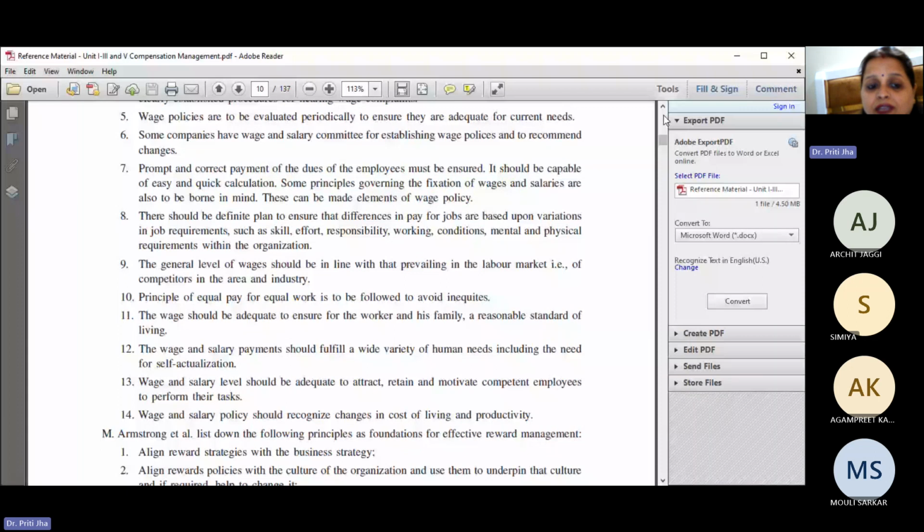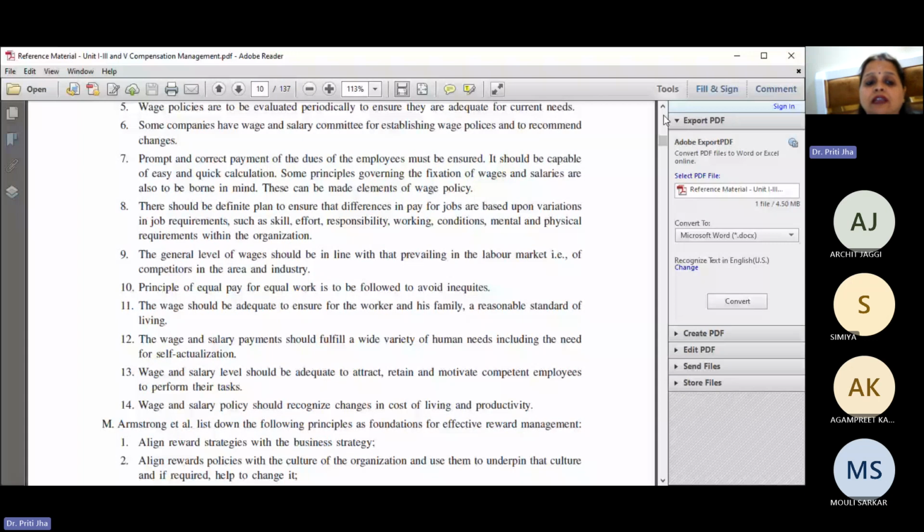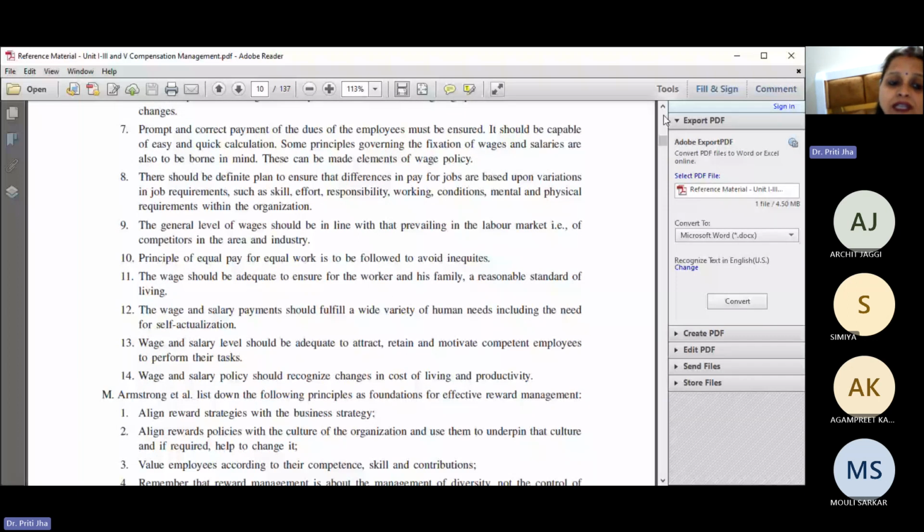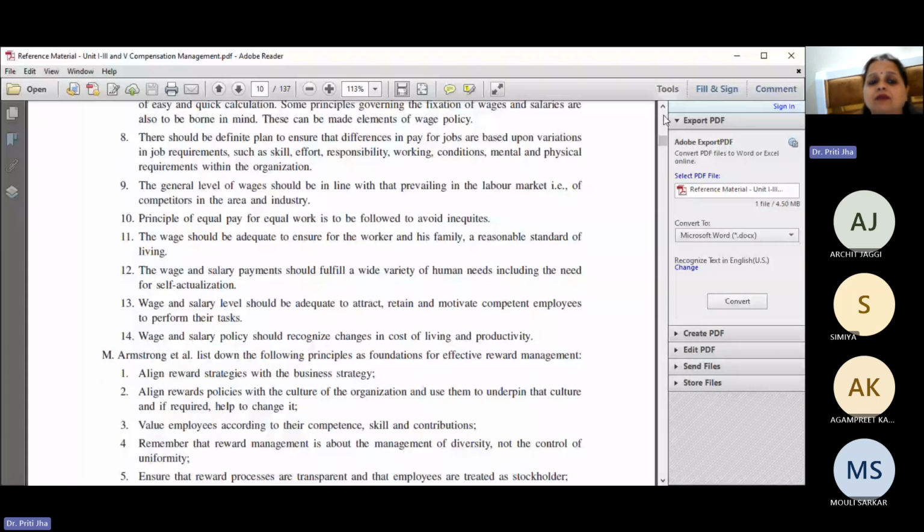Next one, the wage and salary payments should fulfill a wide variety of human needs, including the need for self-actualization. Next, wage and salary level should be adequate to attract, retain, and motivate competent employees to perform their tasks. And last one is wage and salary policy should recognize changes in cost of living and productivity.